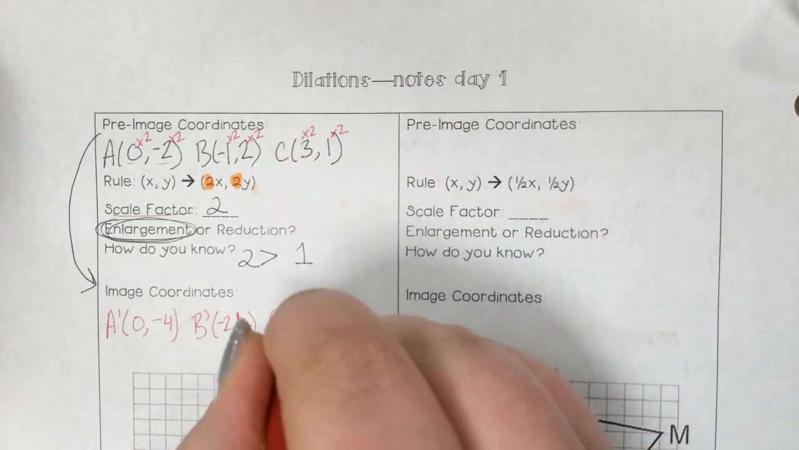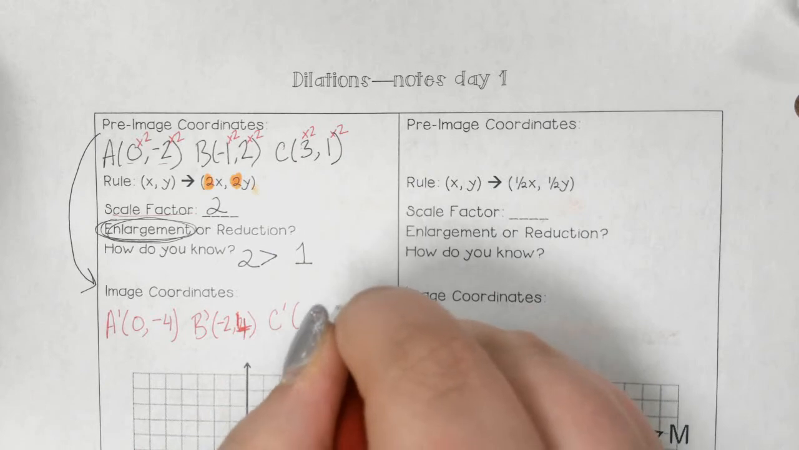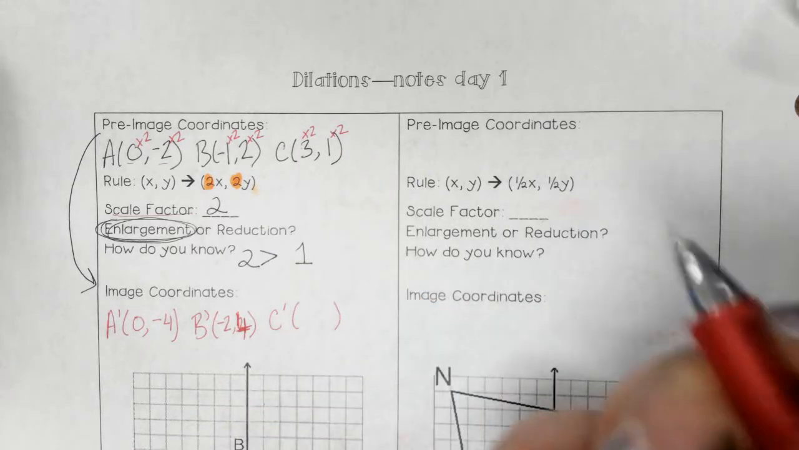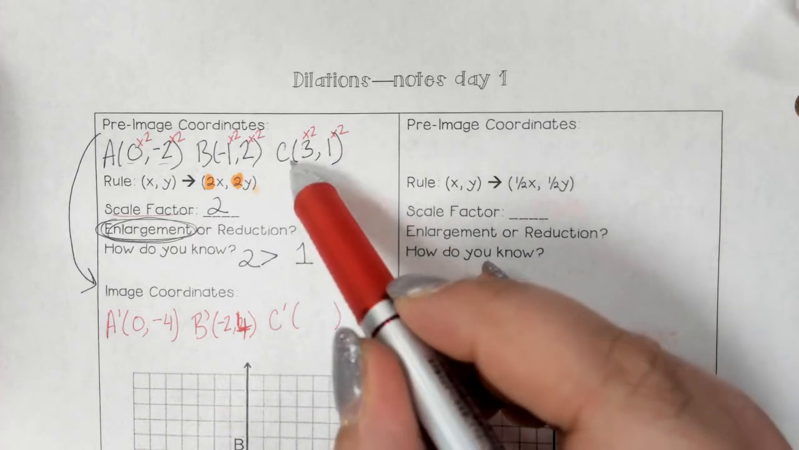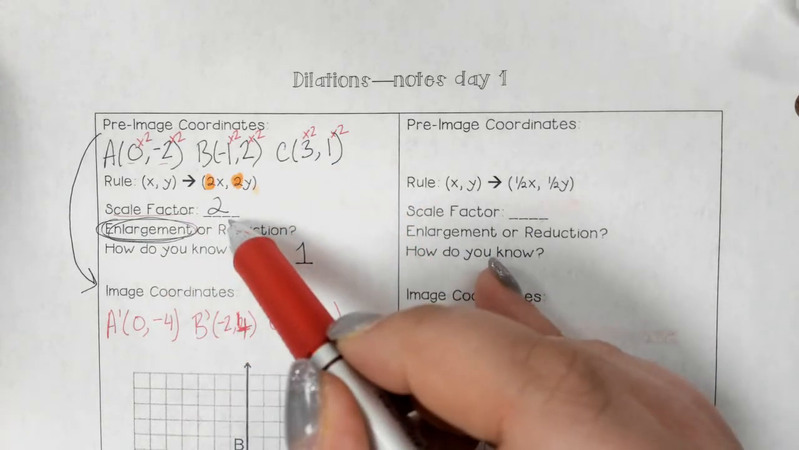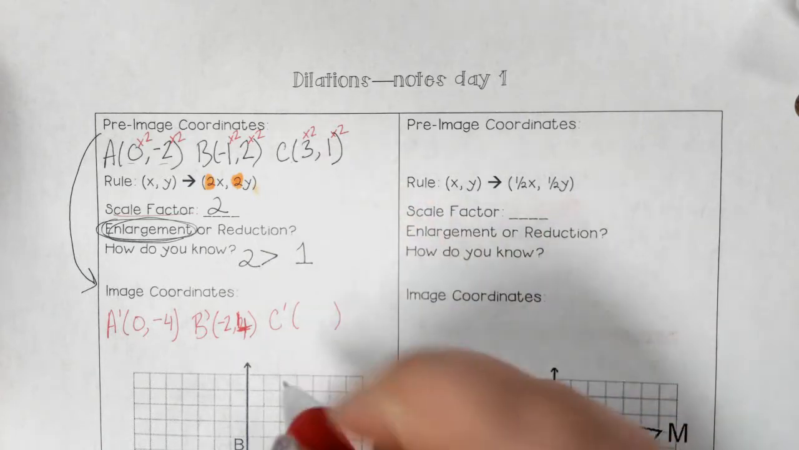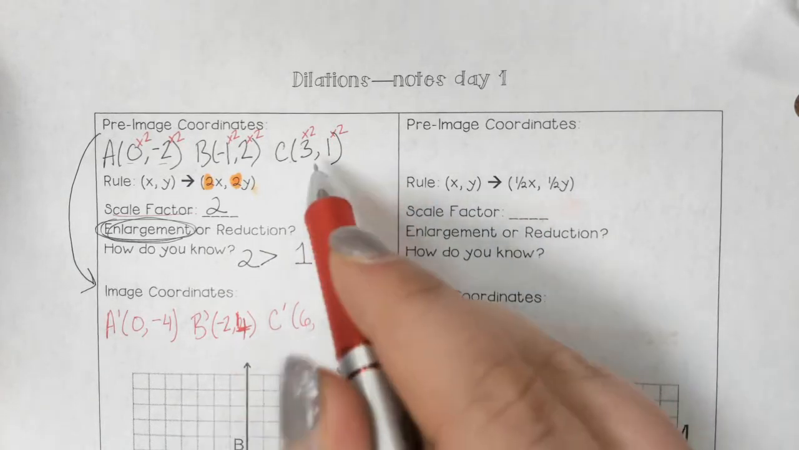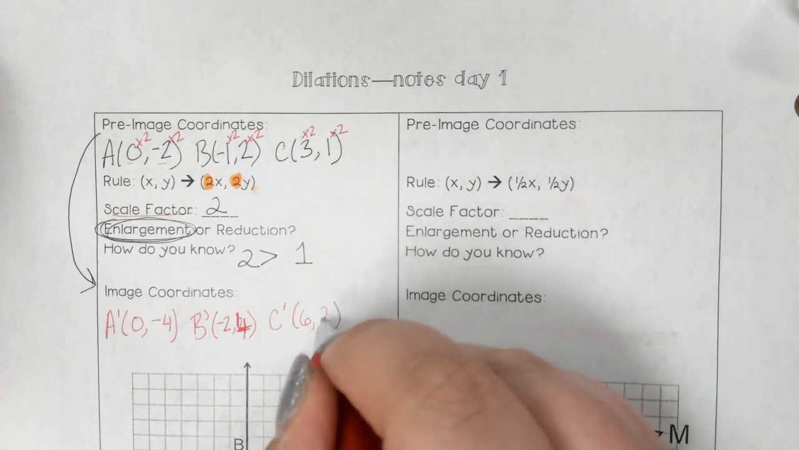To find C prime, take a minute and pause this video and see if you can get that on your own. To find C prime, we take each coordinate and multiply it by the scale factor 2. 3 times 2 is 6. 1 times 2 is 2.